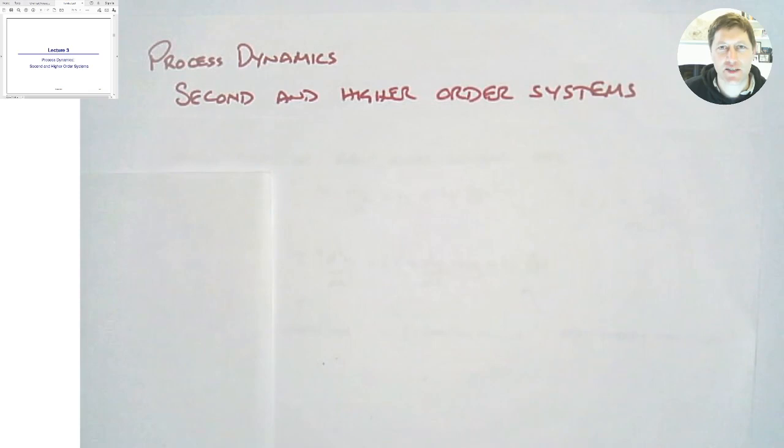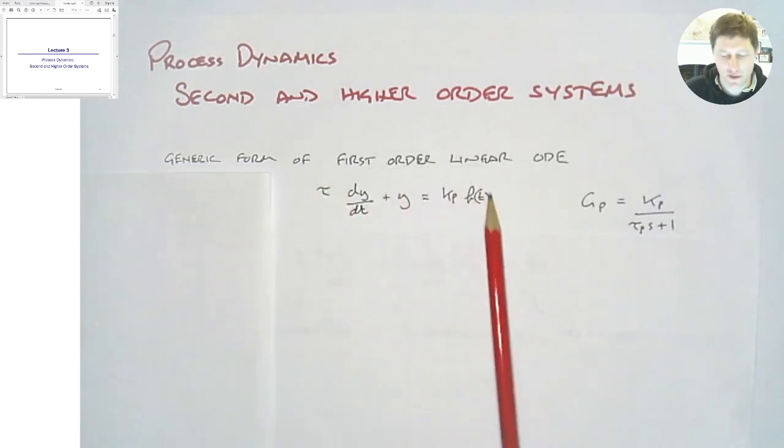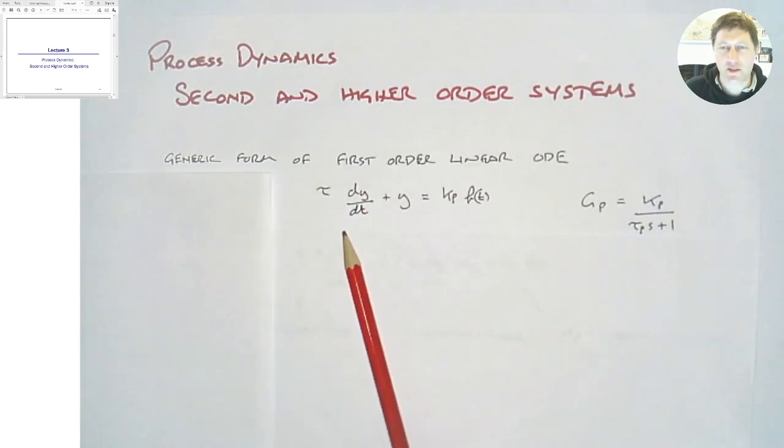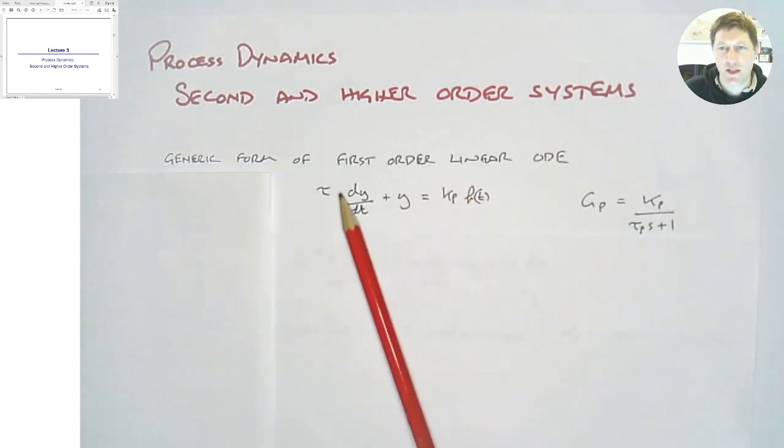The first mini lecture now is going to look at second order systems, and then we will build on that in the other ones. Okay, so previously we saw that many systems could be described as first order. We could analyze their behavior, write down the equations, and find that this generic form of first order linear ODE described their behavior, where tau and kp are parameters that describe it.